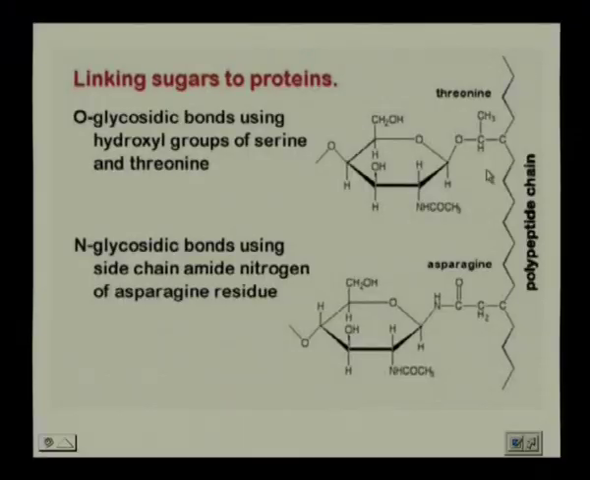the polypeptide chain, right. So, when we form these glycoproteins, it is the threonine OH that can link to form an O-glycosidic linkage, or it is the amide nitrogen that can form an N-glycosidic linkage, fine.